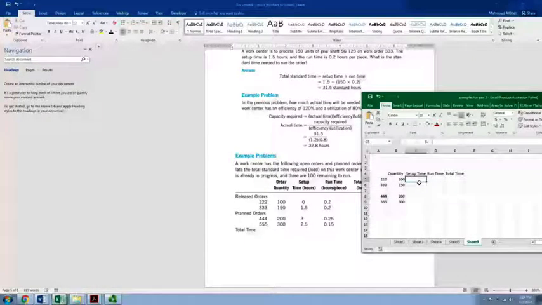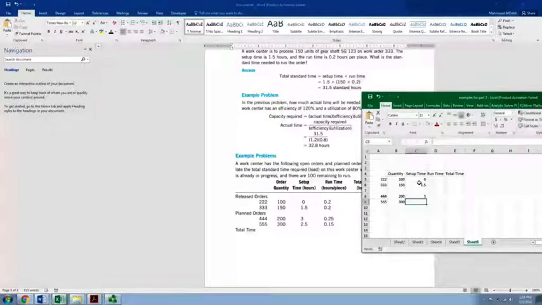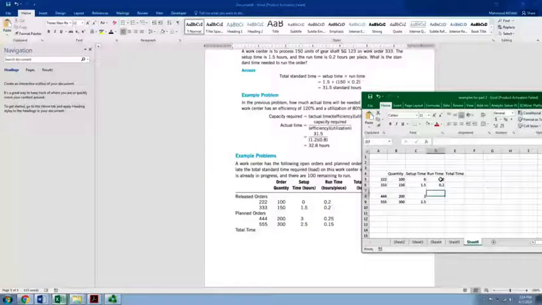The setup time is 0 here. We don't have any setup time. 1.5. One here. 3 hours. 2.5. Run time 0.2, 0.2, 0.25, 0.15.